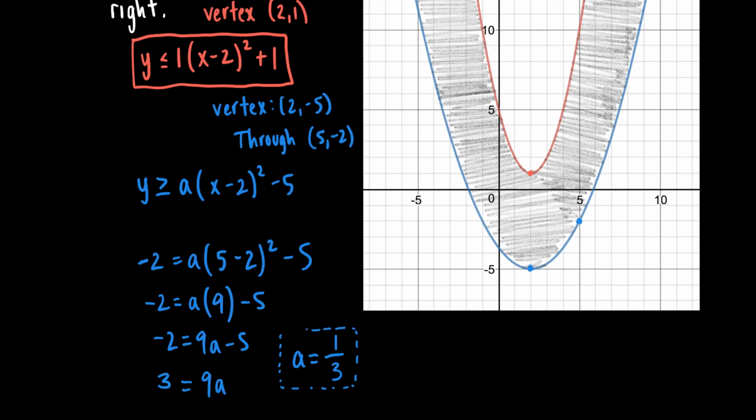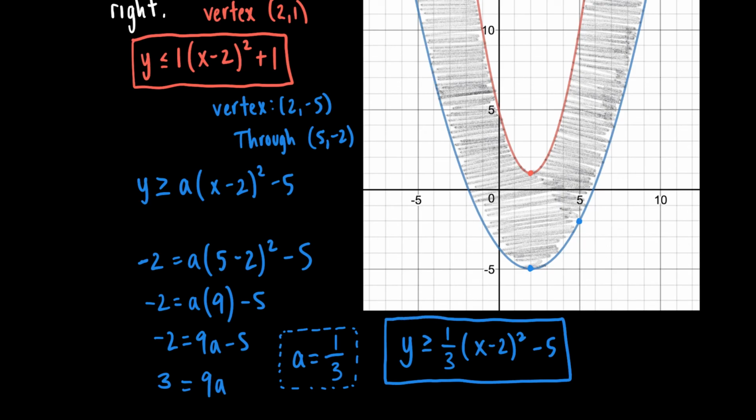So if a is 1/3, then let's come over and write our inequality. We're going to have y is greater than or equal to 1/3 times x minus 2 squared minus 5. And so this right here will be our answer for the blue parabola.